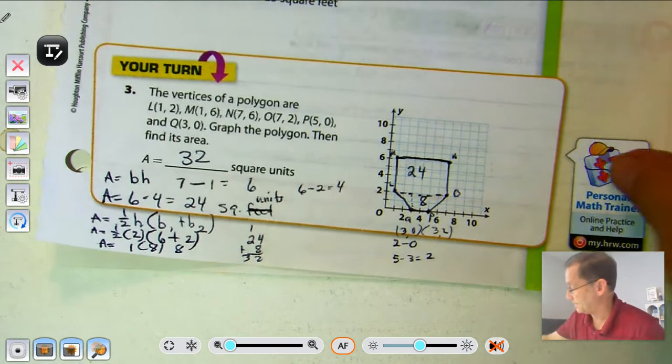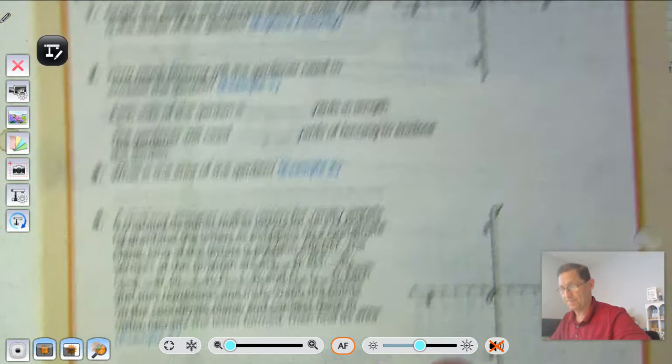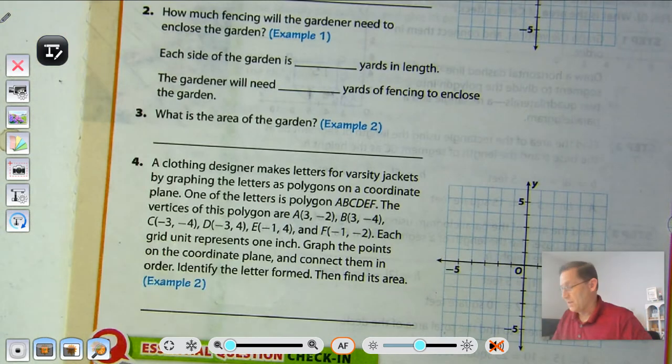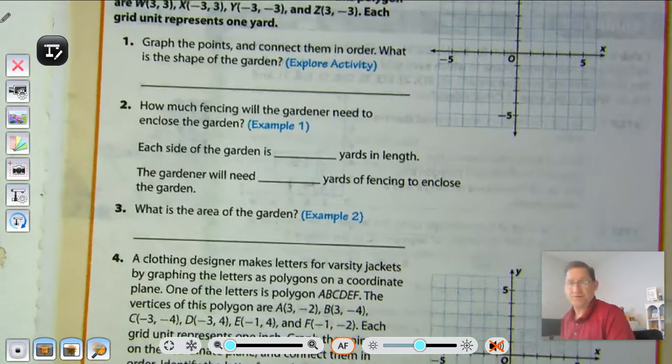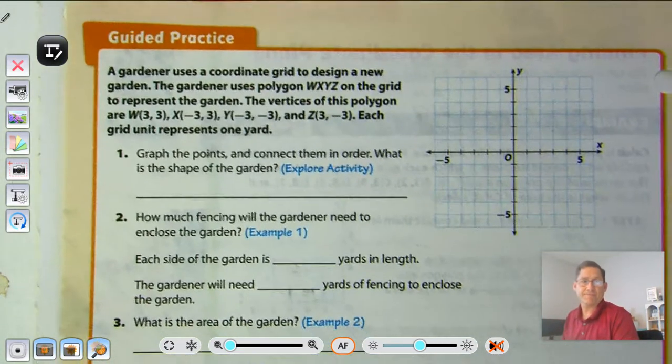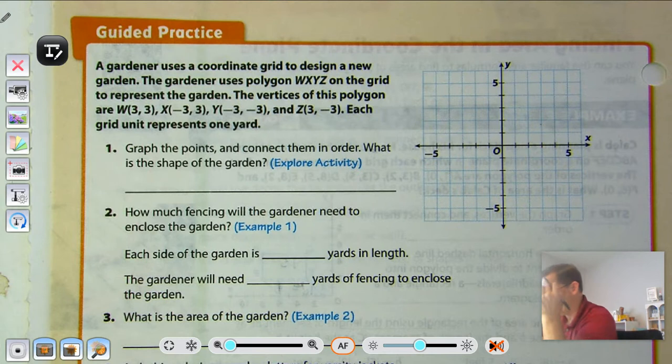All right, let's continue on to page 412. All right, so a gardener uses a grid to design a new garden. The gardener uses polygon WXYZ on the grid to represent the garden, and the vertices of this polygon are 3, 3, negative 3, 3, negative 3, negative 3, 3, negative 3. So we have 4 vertices, so we know we're going to be making a quadrilateral. So let's go ahead and plot these points.